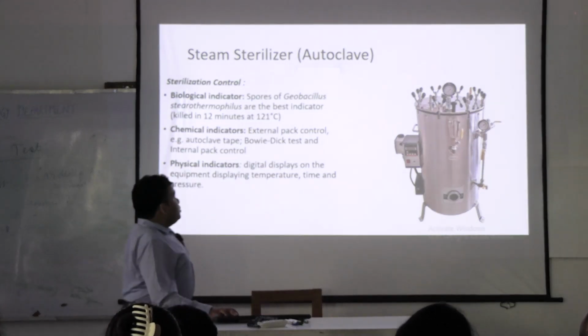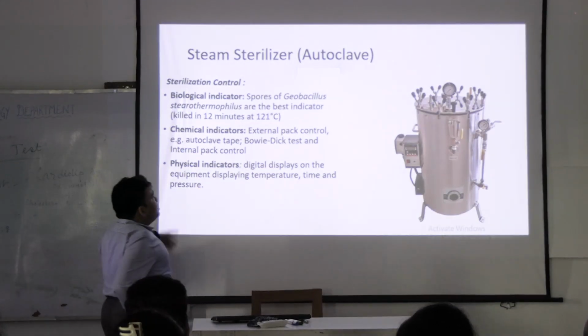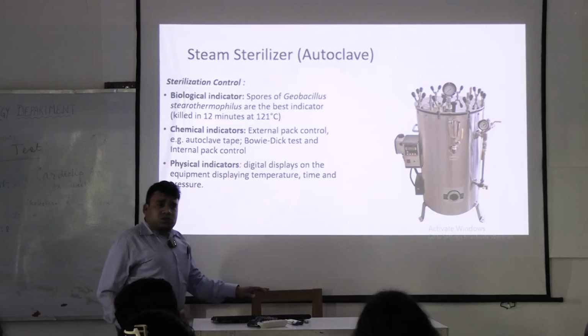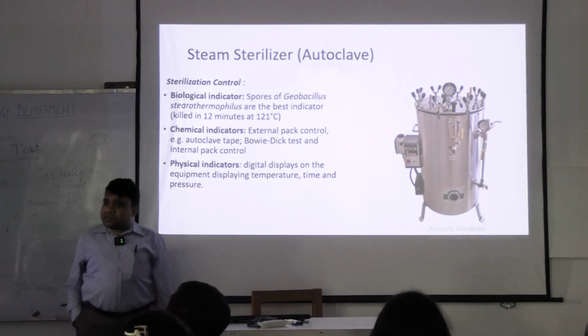So, these are the three controls. Try to remember the biological indicator in case of autoclave. This is a very commonly asked question. It is Geobacillus stearothermophilus.